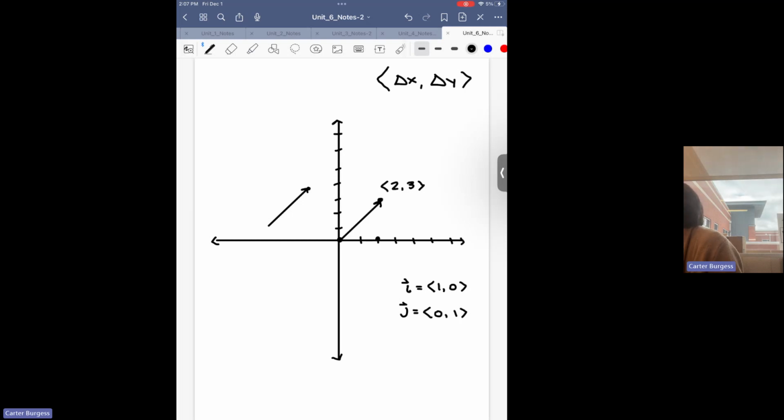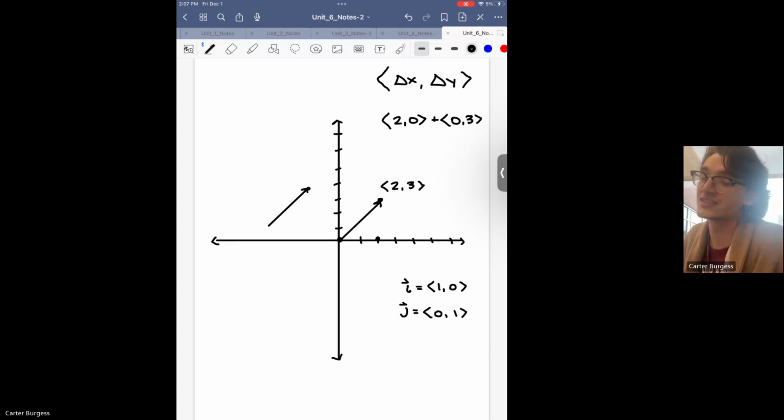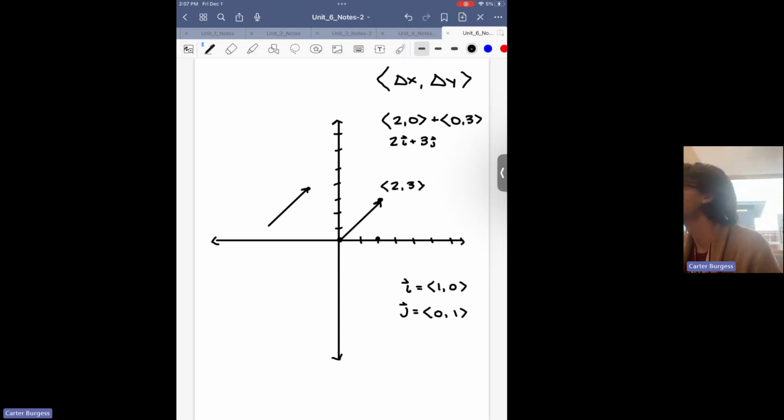We'll look at how we add vectors a little bit on Monday, but the gist is you add the x's and you add the y's. And so if we have the vector 2, 3, we could very easily think of that vector as 2, 0 plus 0, 3. And notice that 2, 0 is just 2 times i and 3 times j.